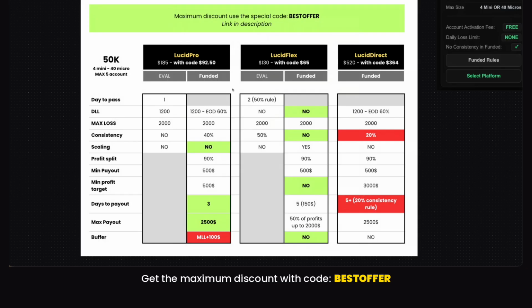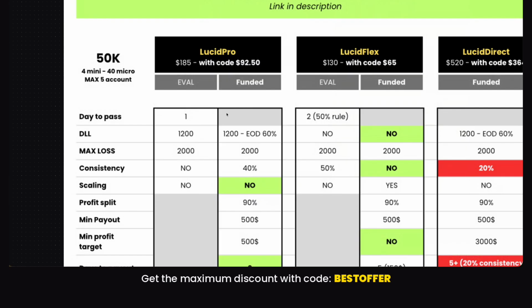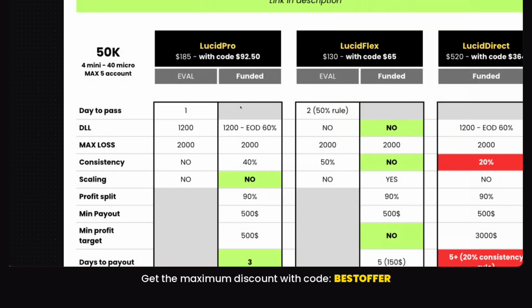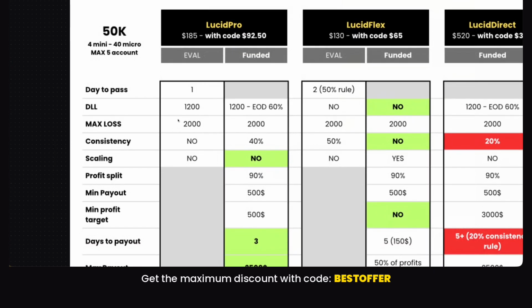So on the website, at first look, everything looks fine and they push you to buy the Lucid Pro account. Now, there are some things to know. And the Lucid Pro maybe will not be the best plan to choose. Let's have a look. As for all the 50K accounts, you will have 4 minis to trade or 40 micros, and you can have a maximum of 5 funded accounts, all right? Or 10 evaluations, basically.